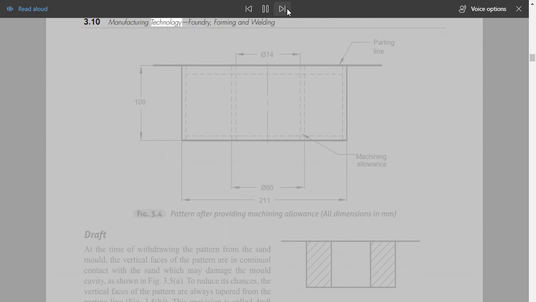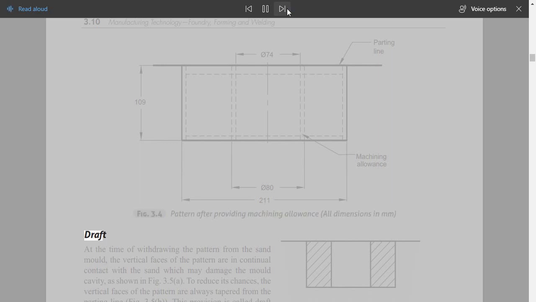3.10 Manufacturing Technology: Foundry, Forming and Welding. Parting line. Machining allowance. 74, 80, 109, 211. Fig. 3.4 Pattern after providing machining allowance, all dimensions in mm.